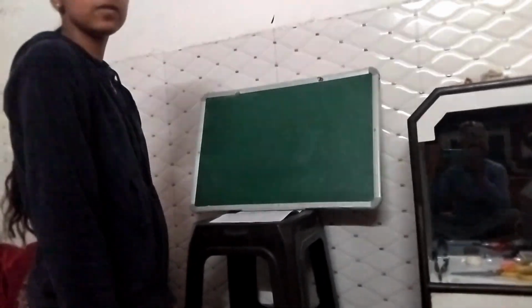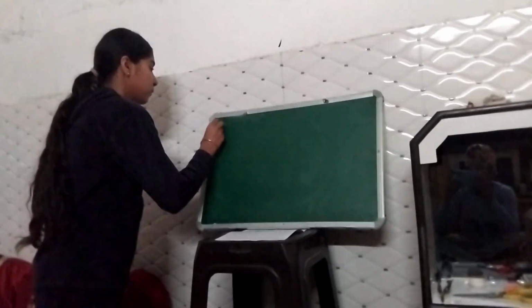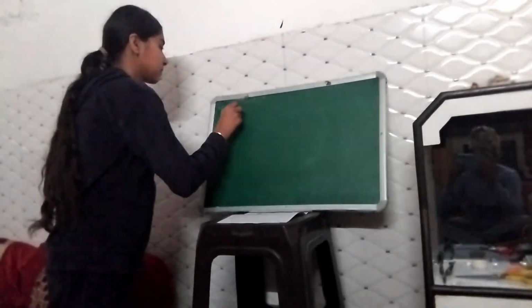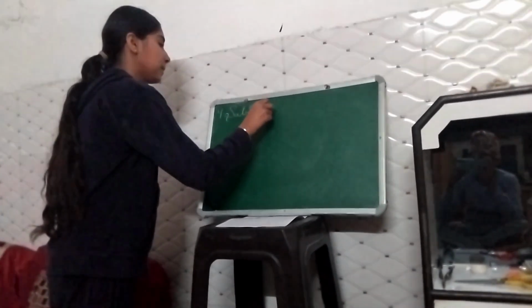Our next video of science, class 9, lesson number 2 is Matter Around Us Pure, part 2. Let's start. So now our next topic is method of separation of mixtures. So now we will do the fourth point, which is sublimation.